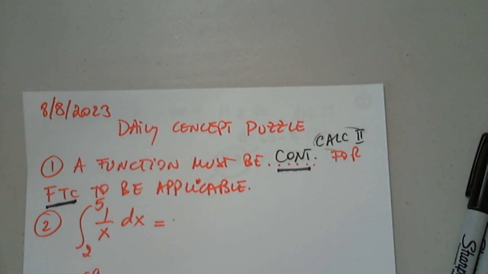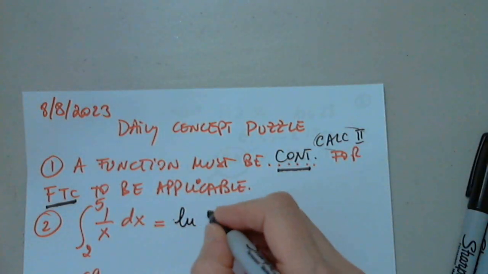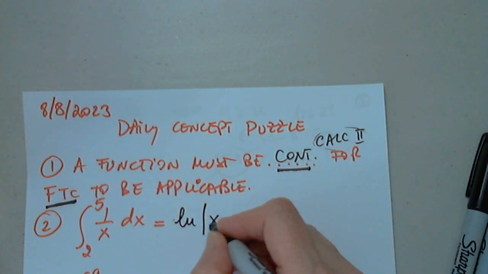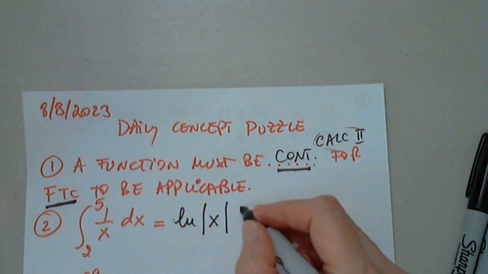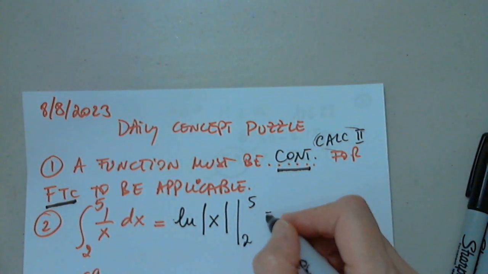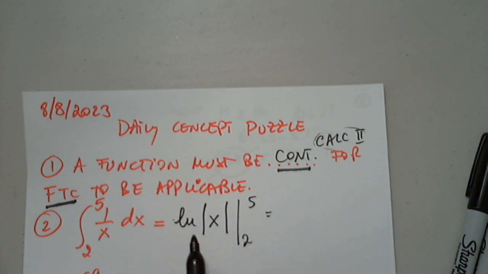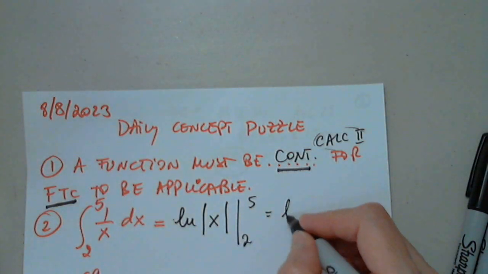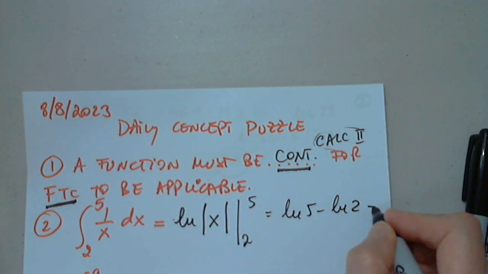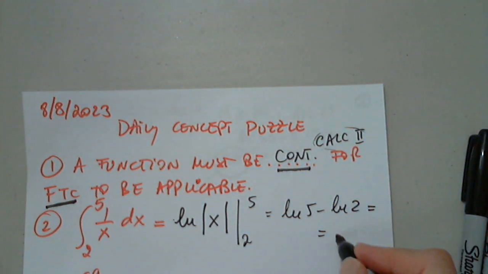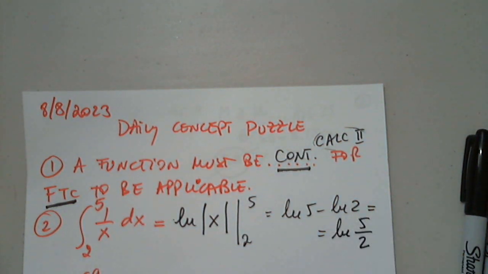Is it natural log 5 minus natural log 2? But we have to write this first. And yes, absolutely, you're correct. But we have to write this. This is our first step. And then indeed, natural log 5 minus natural log 2, which if you'd like, you can condense into one log. Awesome.